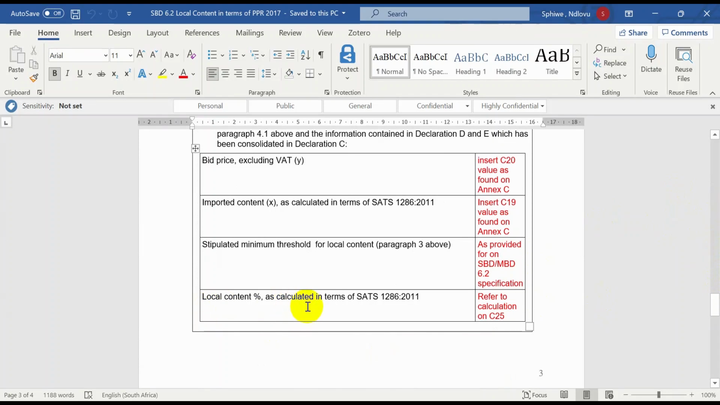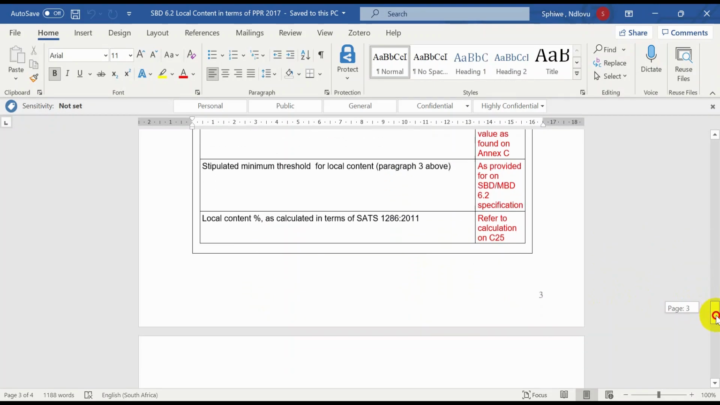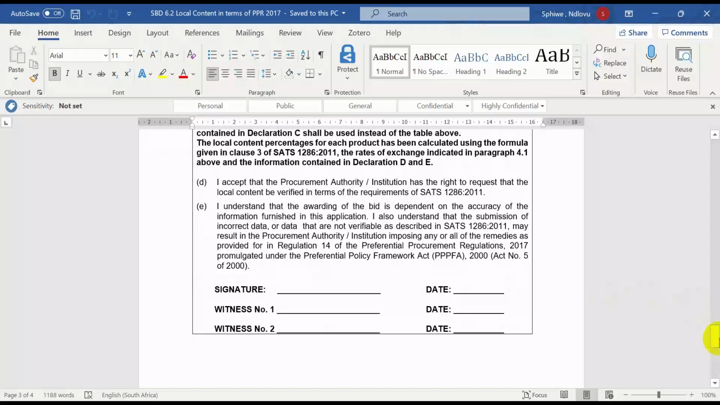Local content as calculated in terms of the SATS 1286. So you also get this from your annexure. However, this as well, depending on the number of items, it will be an average of the items that you would have calculated, but you get this information from Annexure C. So for example, if we were just buying a golf t-shirt calculated at 100%, the obvious answer here should actually be the same as the minimum threshold, because we don't expect you to be importing golf t-shirts. It's designated at 100%. Therefore, you need to give us that as it is.